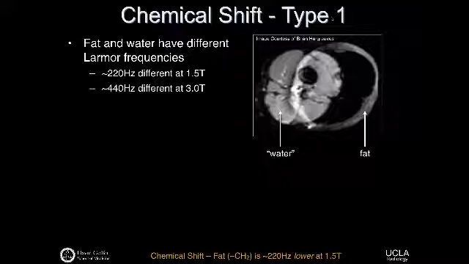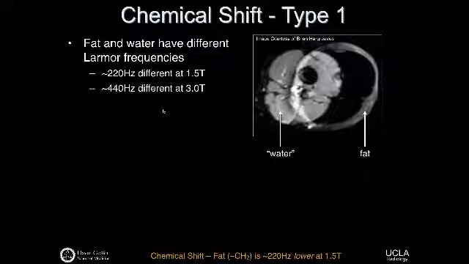And the idea is that fat and water have different Larmor frequencies, but it depends on the field strength. It's a percent difference based on field strength, 1.5 T, 3 T. And it's about 220 hertz at 1.5 T, and it's twice that at 3 T. So obviously it would be twice that at 6 T, whatever. And the bottom line is they resonate or precess at slightly different frequencies.